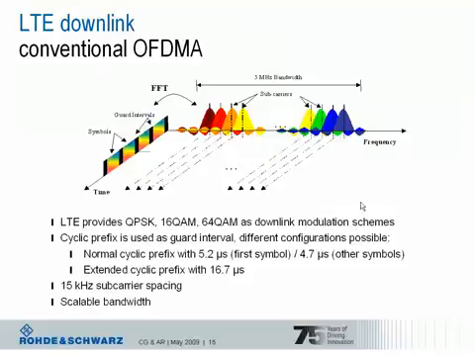In LTE, we also have a cyclic prefix as guard interval. Different configurations are possible. We have a normal cyclic prefix with 5.2 microseconds for the first symbol and 4.7 microseconds for the other symbols of a slot. And we also have an extended cyclic prefix for larger cells corresponding to 16.7 microseconds. LTE provides QPSK, 16 QAM and 64 QAM as downlink modulation schemes, so these can be assigned to the UEs in the resource allocations.